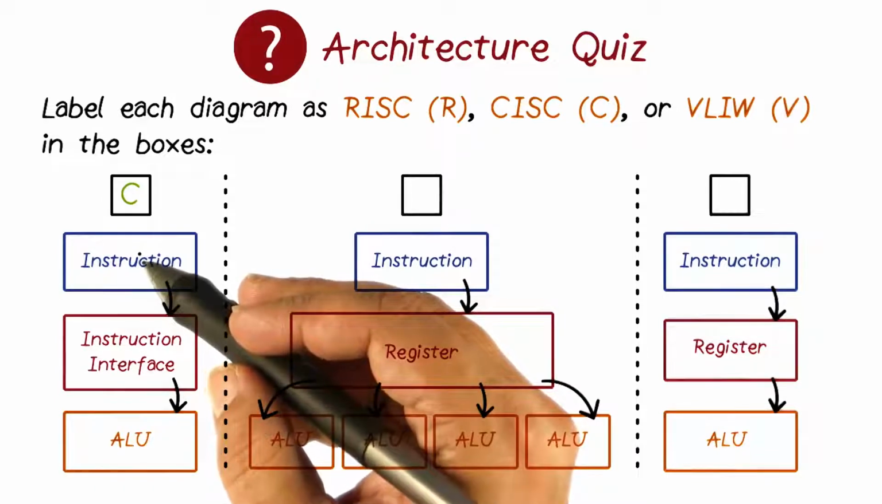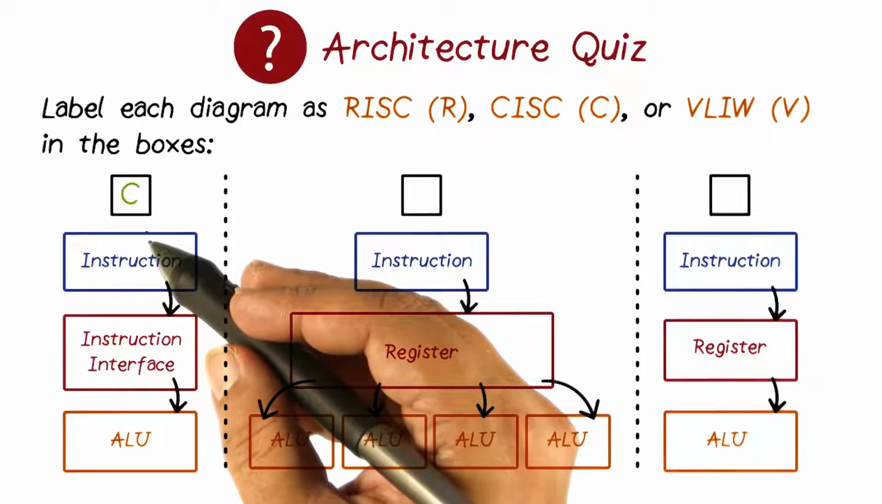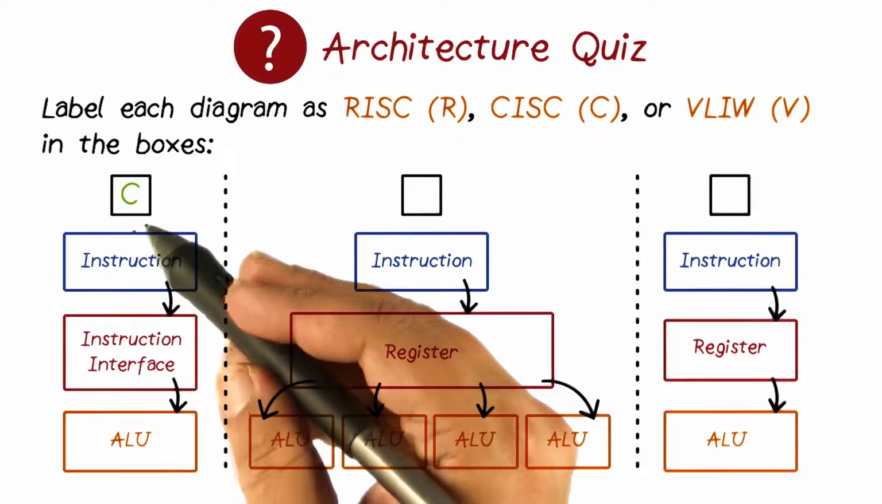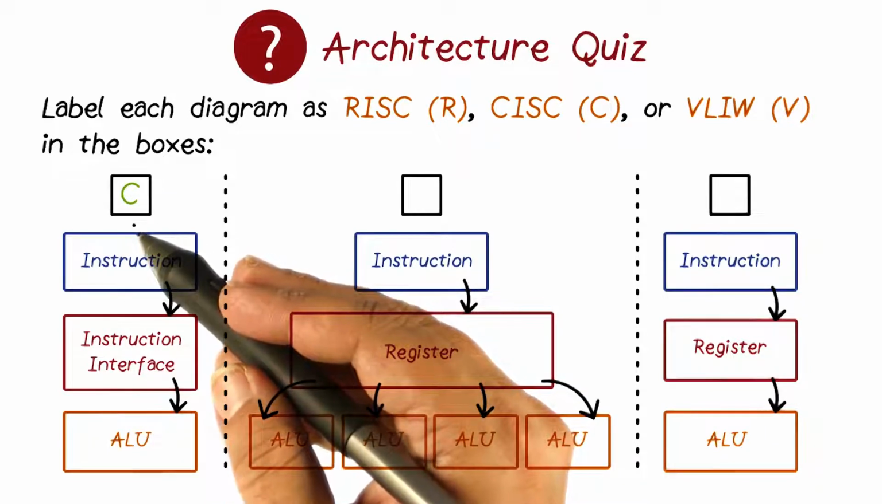And the answer is CISC. So you see what is going on here? All those complex instructions are all being processed by the ALU, and that's why this particular architecture is a CISC architecture. You see no registers here, nothing else, and that's why this is CISC.